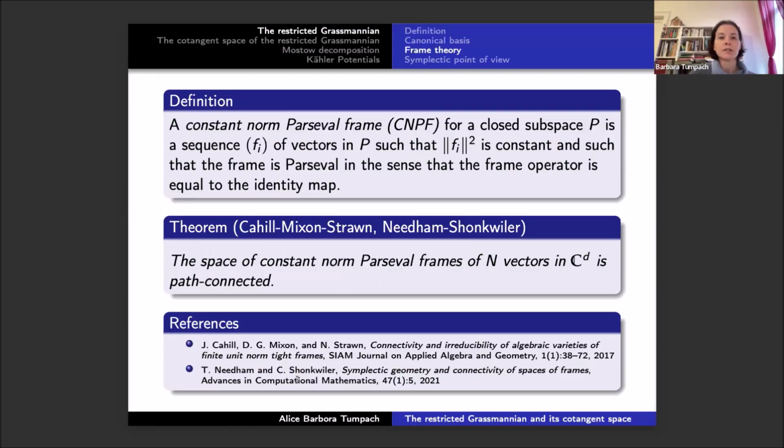Let me give another definition, which is the definition of a constant norm Parseval frame for a closed subspace P. This is a sequence of vectors in P with constant norm, so each element of the sequence has the same norm, and such that this sequence forms a Parseval frame. So another way to define a Parseval frame is that the frame operator is actually the identity.